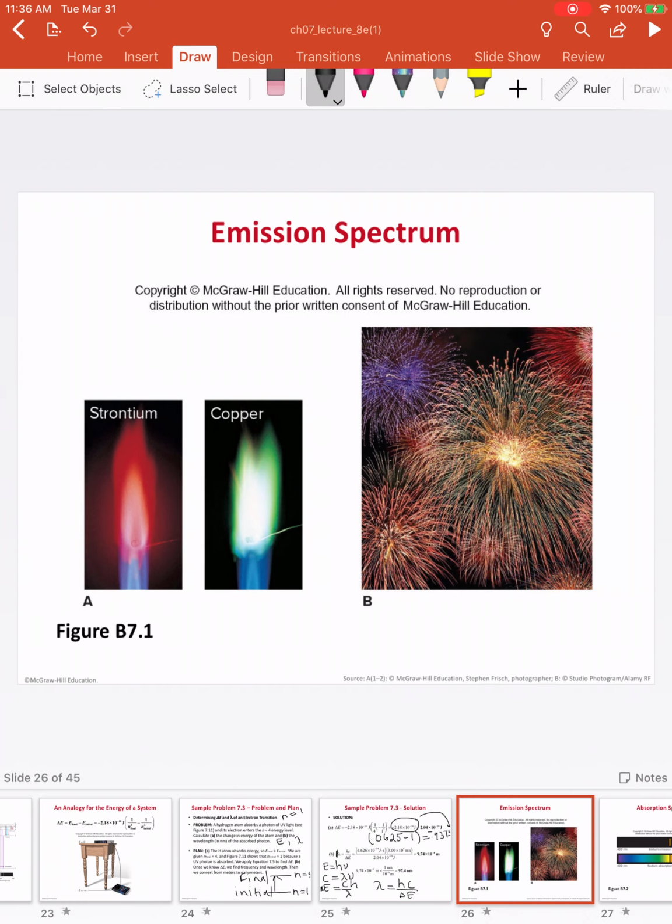Another example of an emission spectrum is fireworks. For fireworks, they use metal powder or a metal compound. So you can see it's the emission spectrum of metals, the different colors that you are seeing.